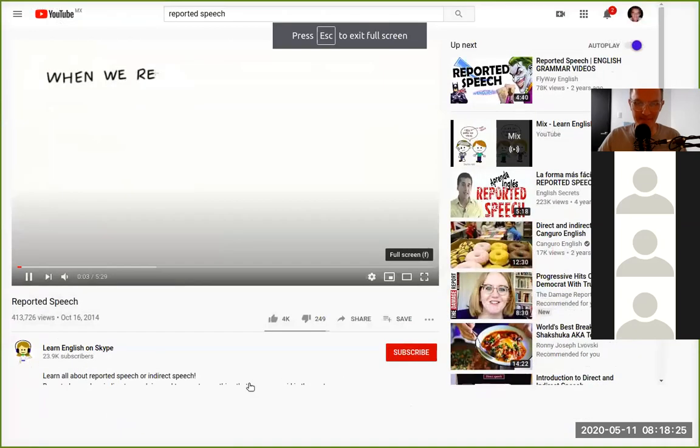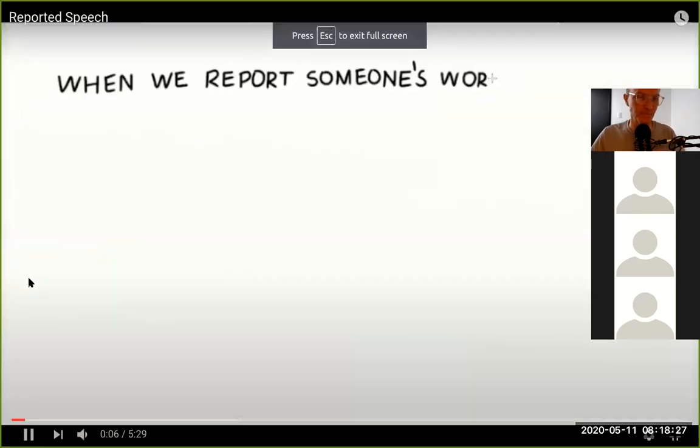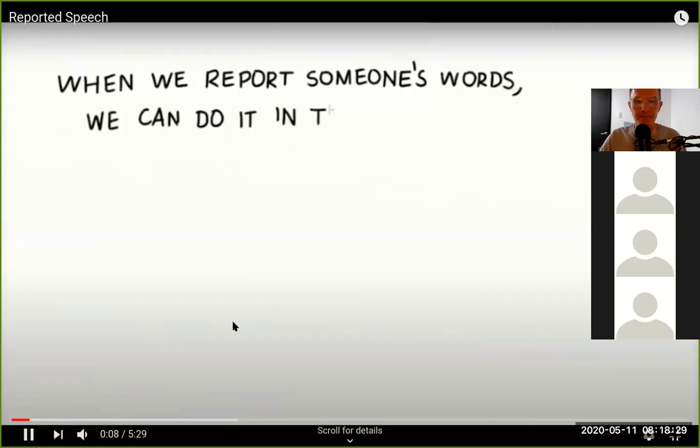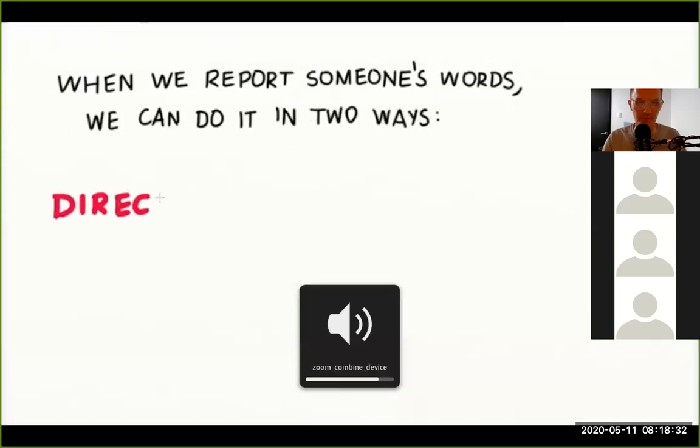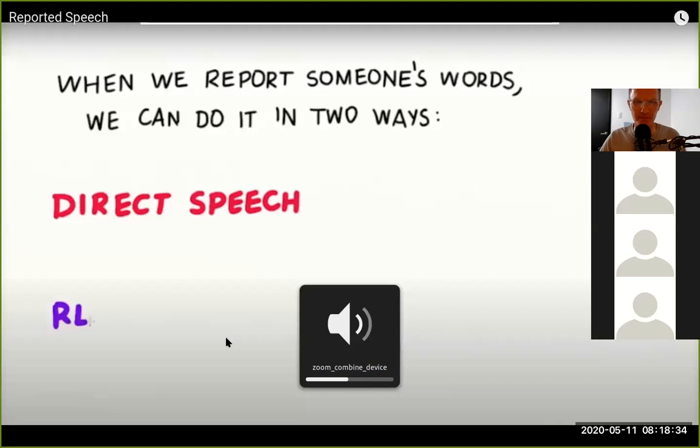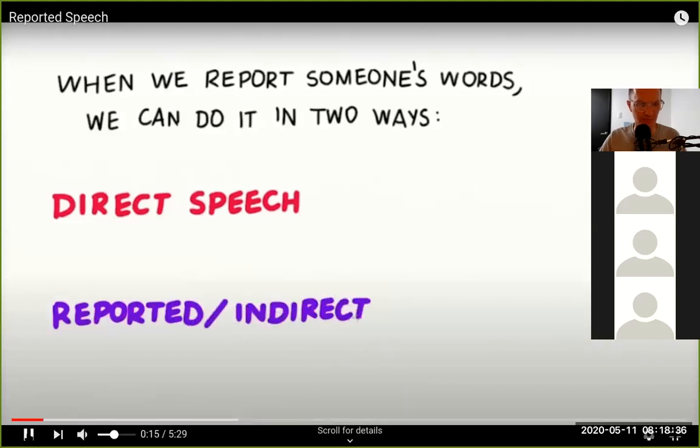When we report someone's words, we can do it in two ways. Direct speech and reported or indirect speech.